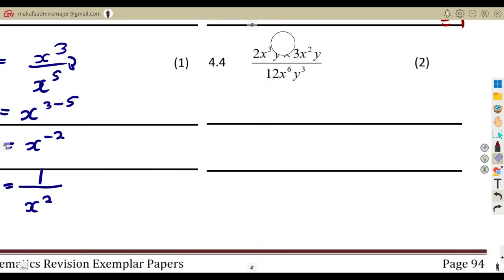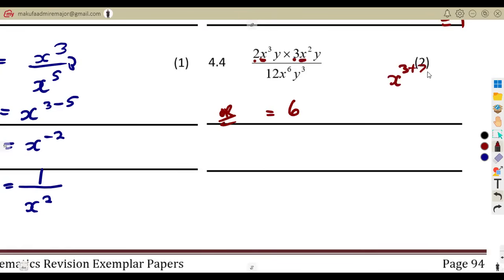Or we can apply our laws where our laws are given. There we are just multiplying the numbers in the numerator together. 2 and 3, that is 6. The part of x, there is x here, there is also x. The bases are the same. What do we do if we're multiplying?